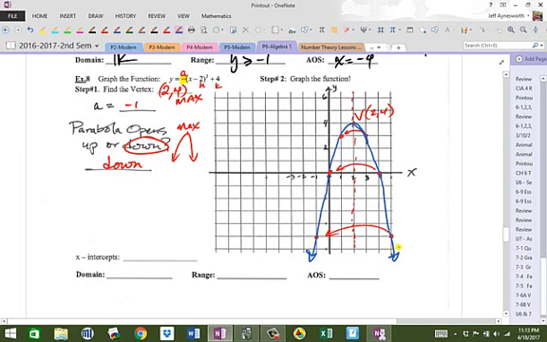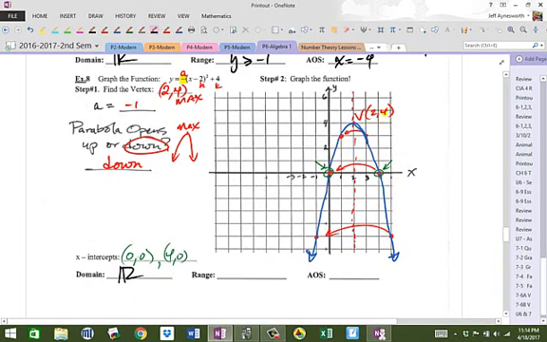Okay, now the x-intercepts are here. There is one and there is one right here. 0, 0, and 4, 0. So 0, 0, 4, 0. Domain, all reals.